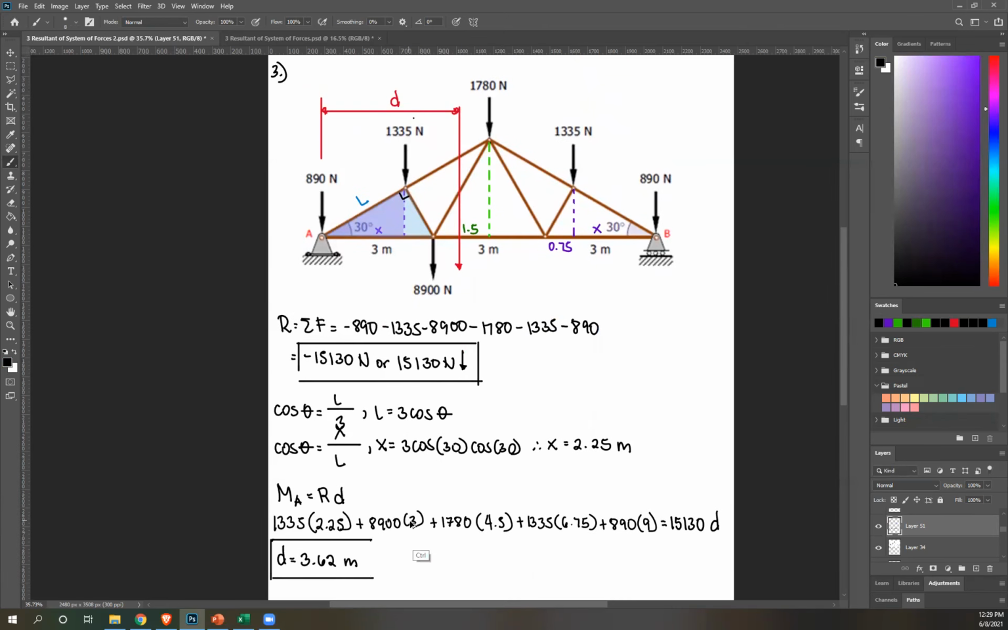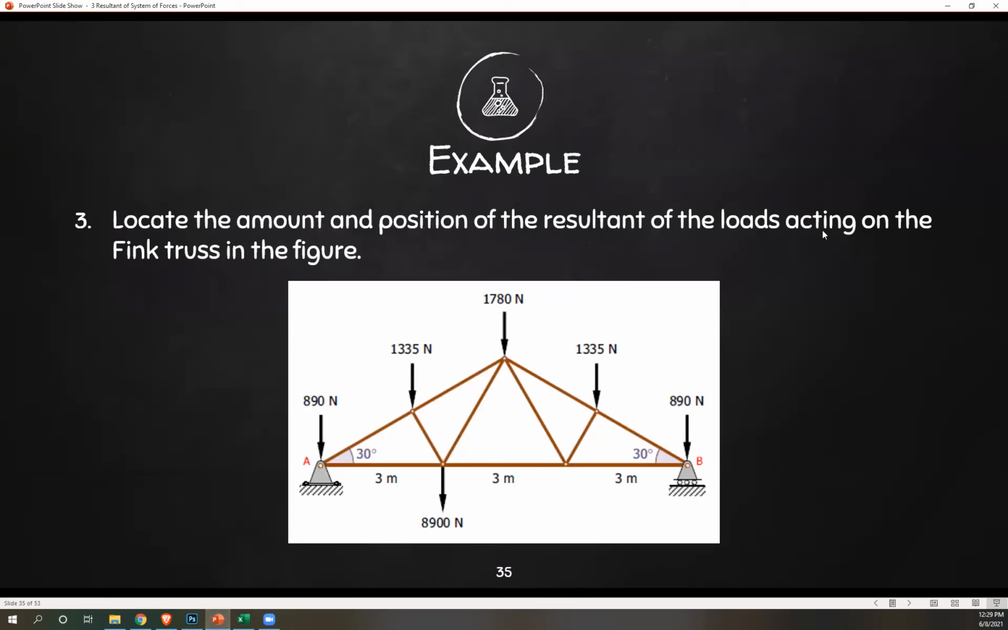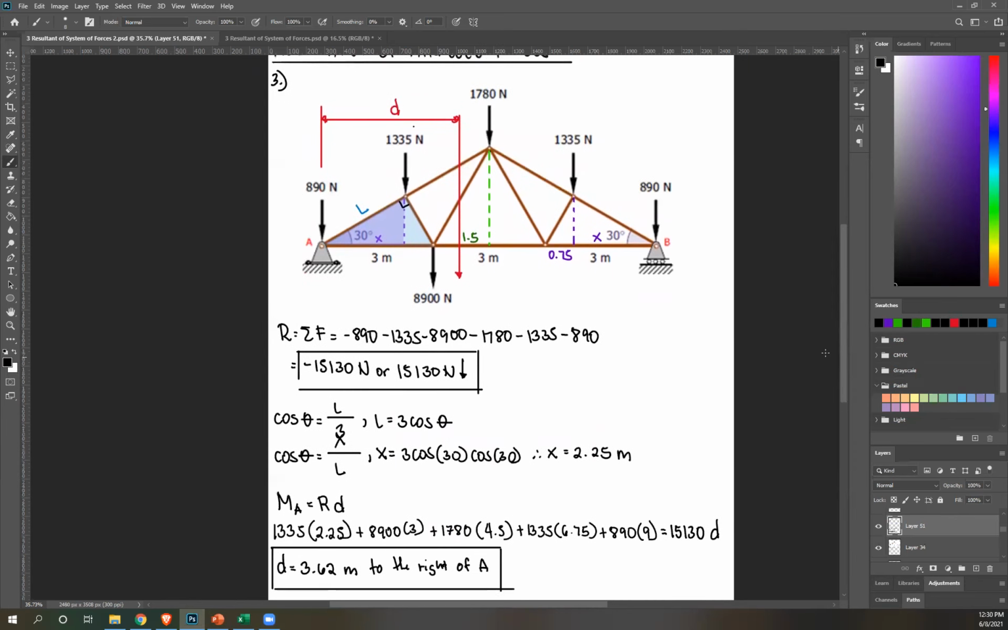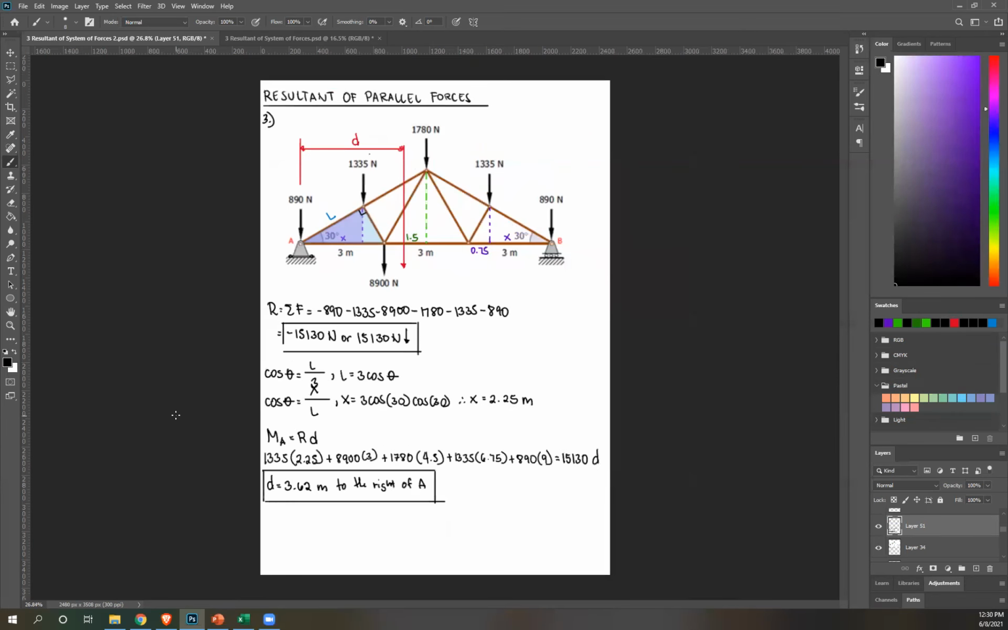It's also positive, therefore it's a correct assumption. I forgot to write that, so let's specify it is indeed to the right of A. Was it specified? No, so you have to write to the right of A. That's number 3. Any questions for number 3? Please answer in the chat.